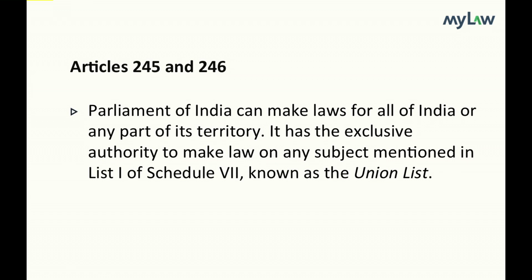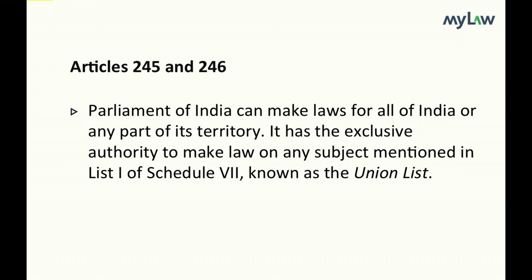Lawmaking power, for example, is distributed between the Union of India and the states by Article 246 of the Constitution of India. Now, if you were to read Article 246, you will note that it makes reference to Schedule 7 of the Constitution of India. Schedule 7 contains three lists. List 1, which is known as the Union List, List 2, which is known as the State List, and List 3, which is known as the Concurrent List.